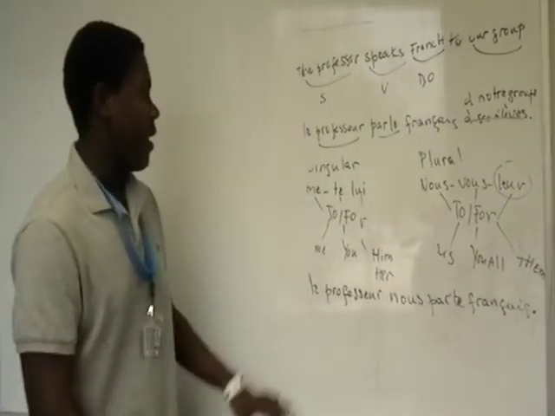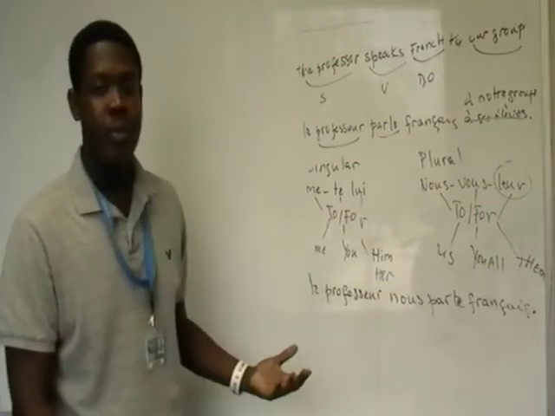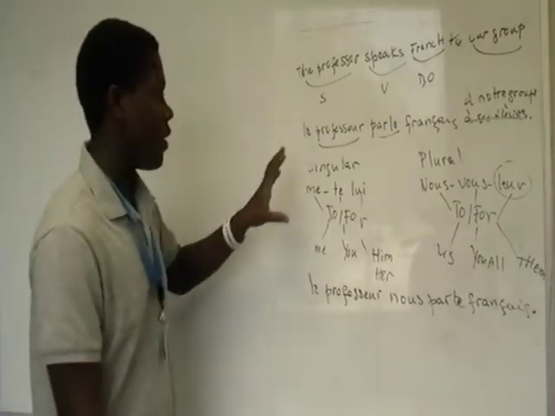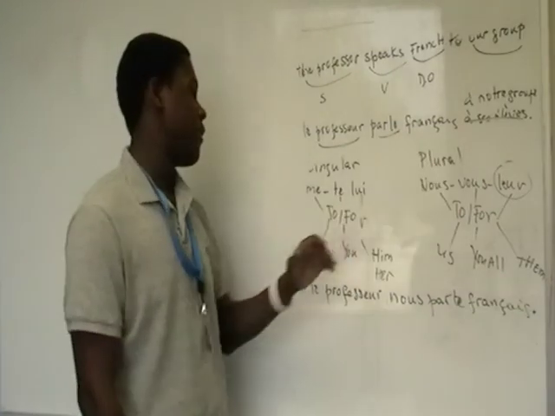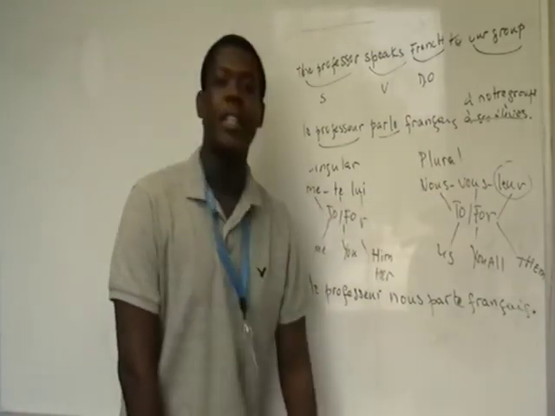And that's it. And one thing to remember is with indirect object pronouns, you don't have to worry about gender, it's only about number, singular or plural. If it's singular, you use me, te, lui, or plural, nous, vous, leur. And there you have it.